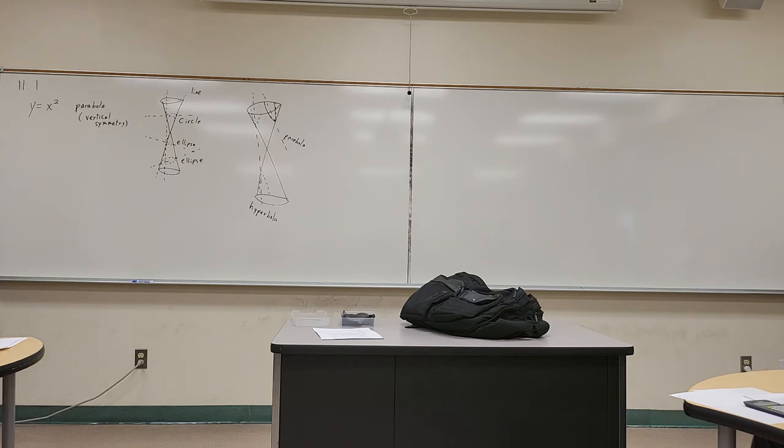You know whether it has vertical or horizontal symmetry based on which of the variables is squared. Consider, for example, the equation x equals y squared. What would you expect such a graph to look like? Horizontal. This is also a parabola, but it has horizontal symmetry.